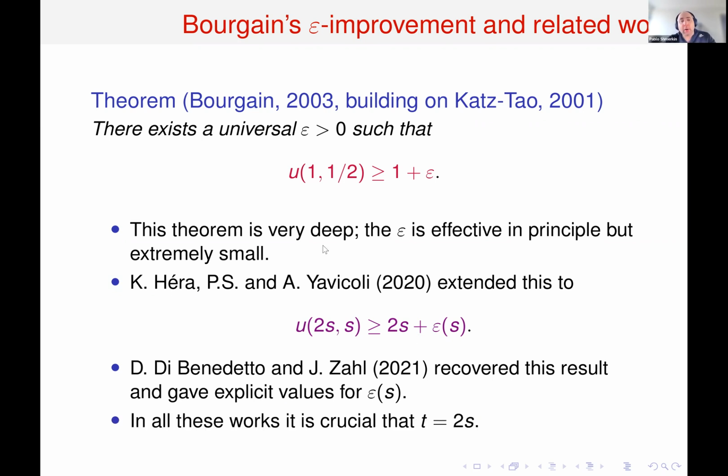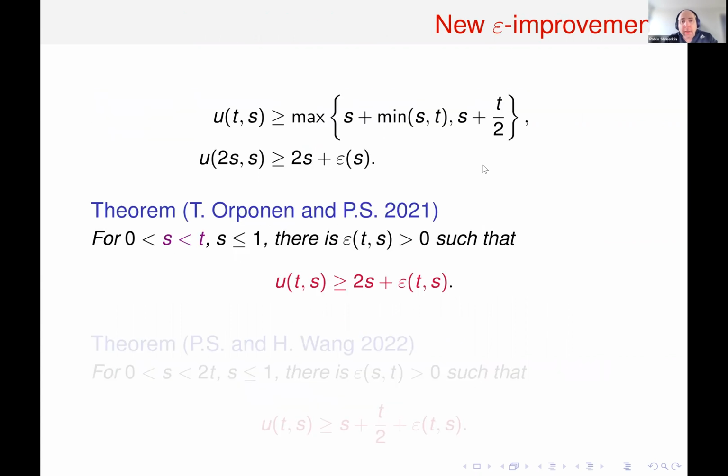Okay, but in all these works, it is absolutely crucial that t, the size of the set of lines, is 2s, where s is the size of the intersection of a line with the set. So this equality forces a lot of structure on the set that allows us to get some information, which is the key idea of Katz and Tao, actually. And you don't have that if t is not equal to 2s. Okay, so now come the new results.